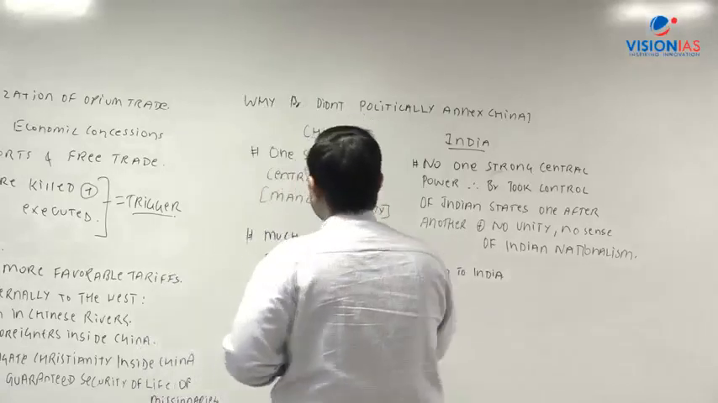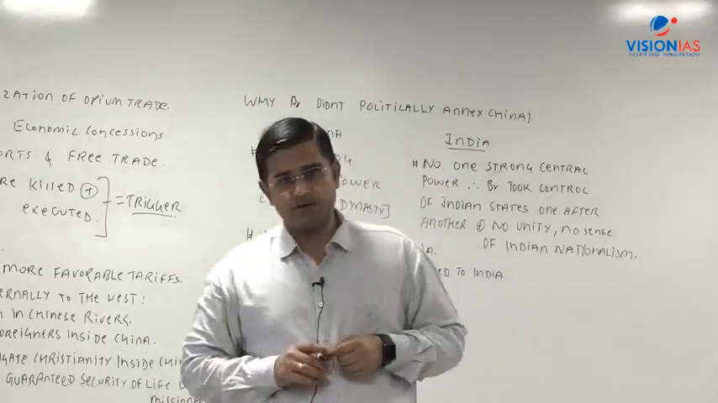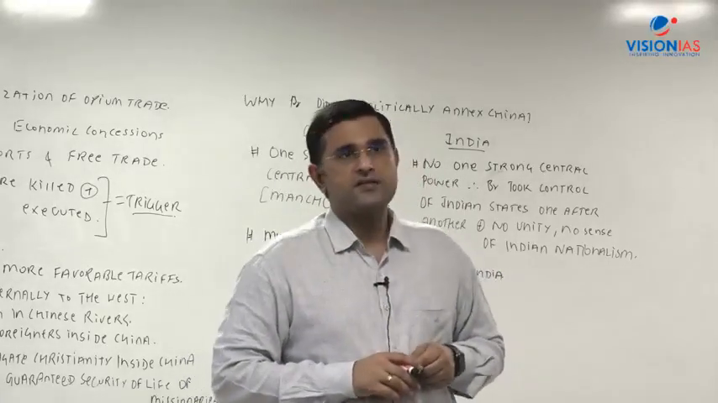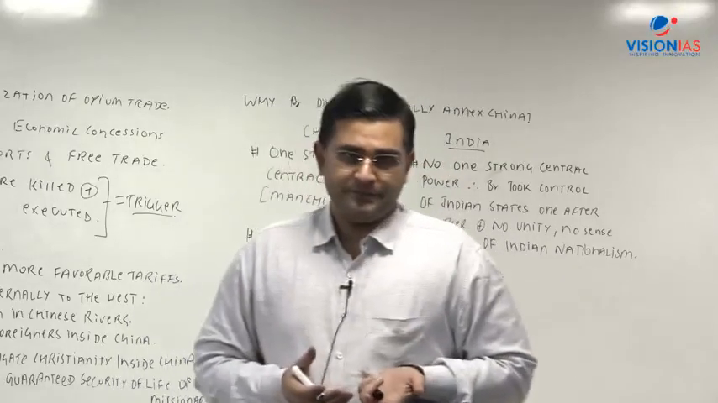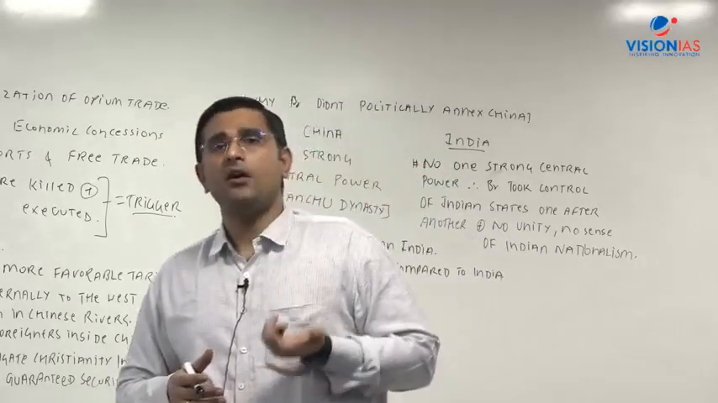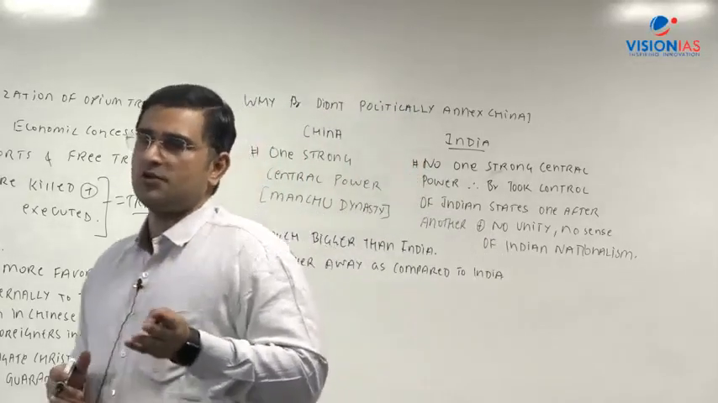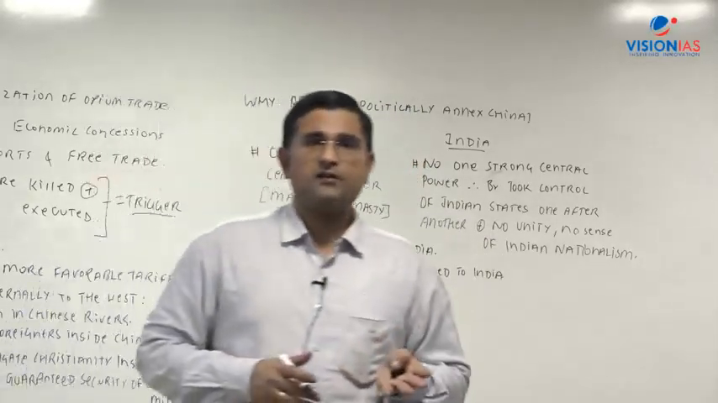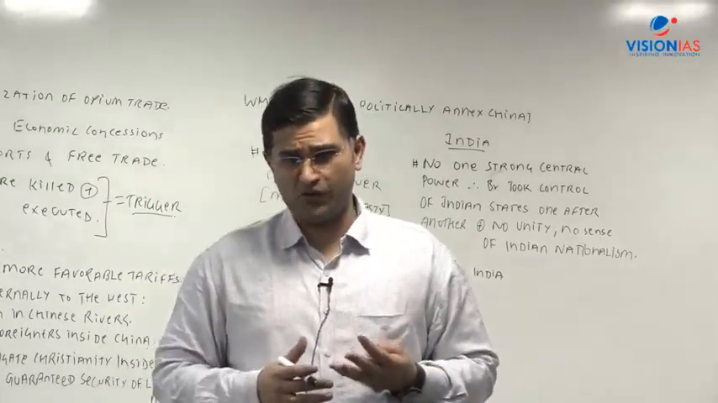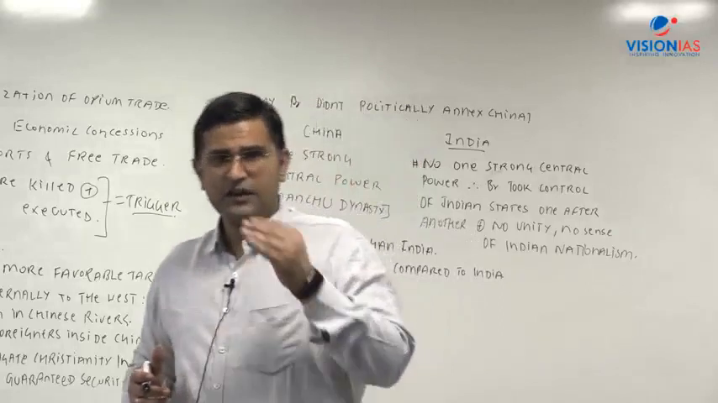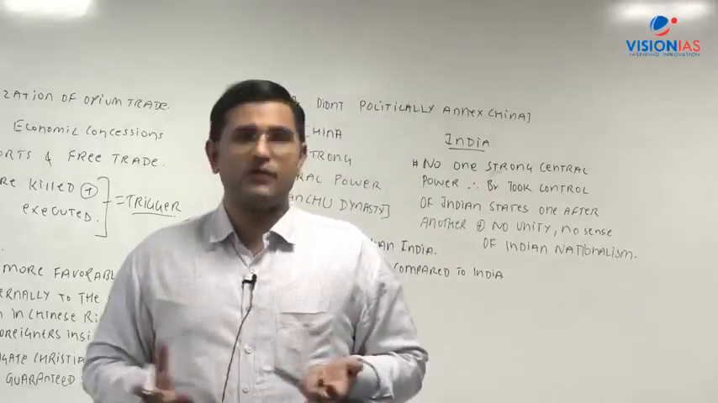More importantly, what was important here is the presence of strong regional powers. In the case of India, there was no strong regional power in whose backyard India lay. But China was the backyard of Russia. China was also touching the Pacific Ocean, and the US also had interest in the Pacific Ocean. Russia shares a border with China. So there were certain strong regional powers.